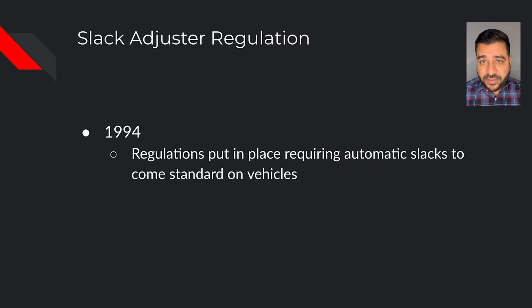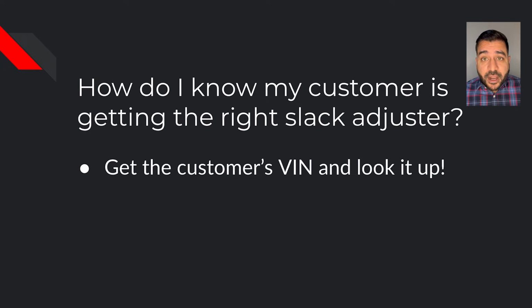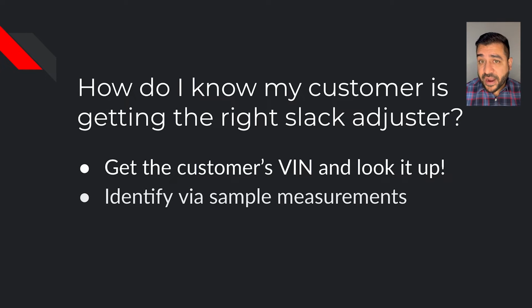So how do we provide our customer with the right slack adjuster for their application? Well, the easiest way of doing it is getting their VIN and looking it up. But what if I told you you can identify a customer's slack adjuster without their VIN, as long as they have a sample? There's 4 simple measurements, and I'm going to talk to you about those right now. So, identifying a slack adjuster without a VIN.